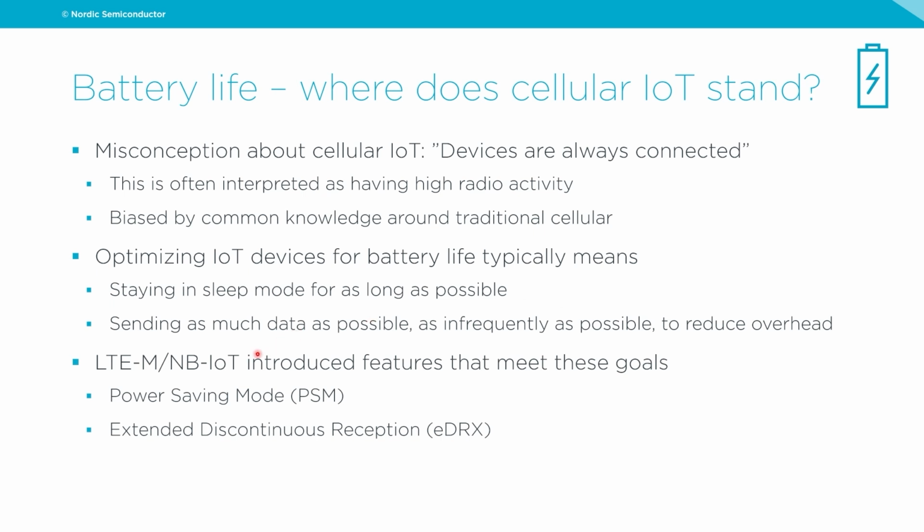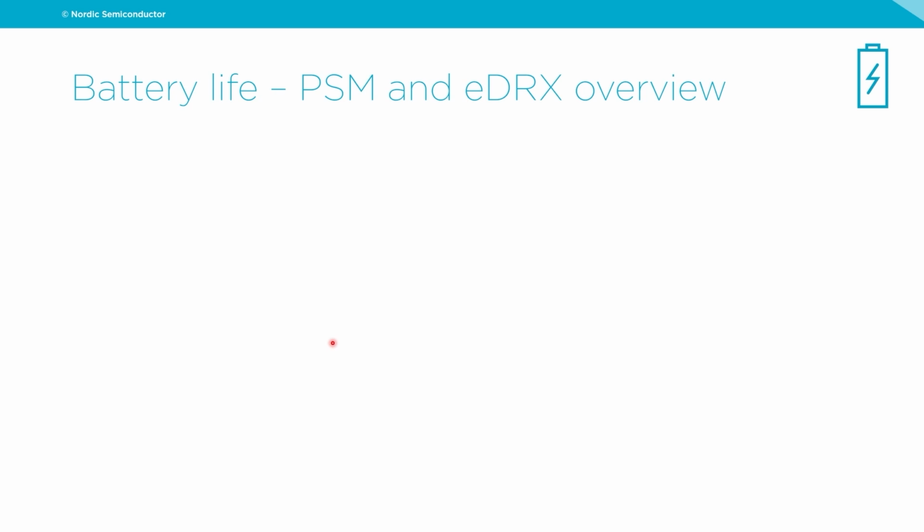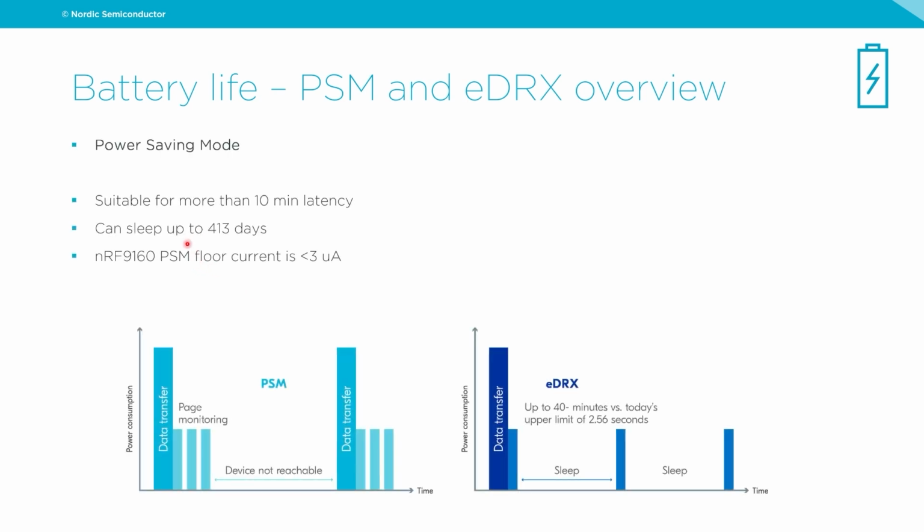And LTE-M and NB-IoT have introduced two features that meet these goals that I mentioned at the top. So the long sleep modes and sending as much data as possible: power saving mode, or PSM, and the extended discontinuous reception. So looking at these from an overview standpoint, power saving mode is suggested for devices that have at least 10 minutes of latency between data transfers. And you can sleep for much longer periods. By the spec, you can do up to 413 days.